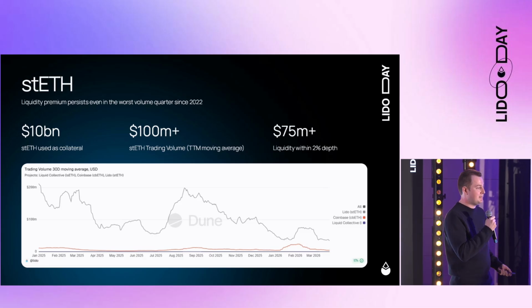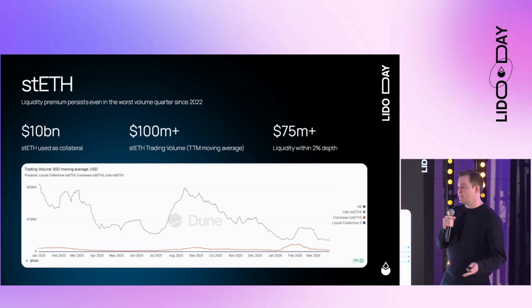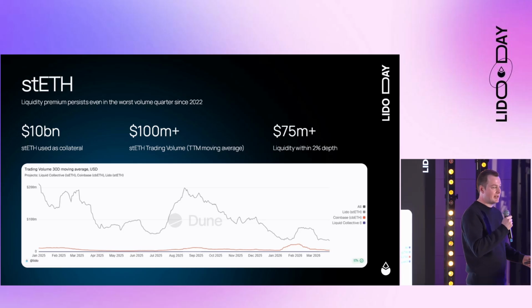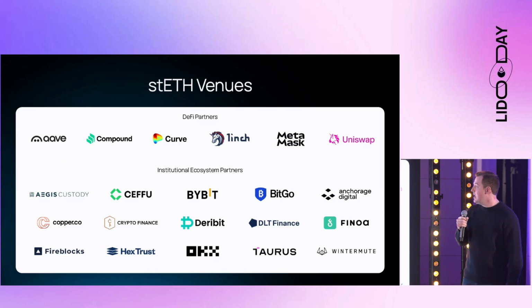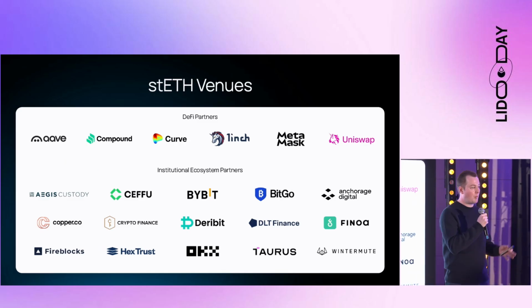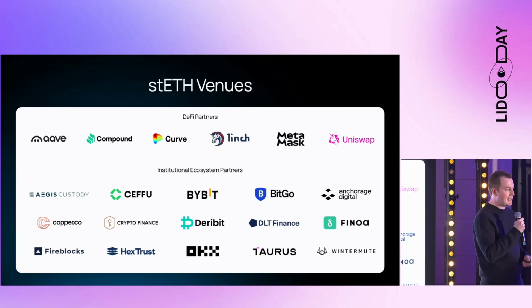WisdomTree has a listed ETP live using stETH, and you're going to hear more about that today. But they were able to basically say, hey, this secondary market liquidity is good enough for us to support a listed and regulated product. And from the stETH venue side, you'd be hard-pressed to find a token that is more well integrated. If you want to create complex DeFi strategies that are differentiated, you can do that.